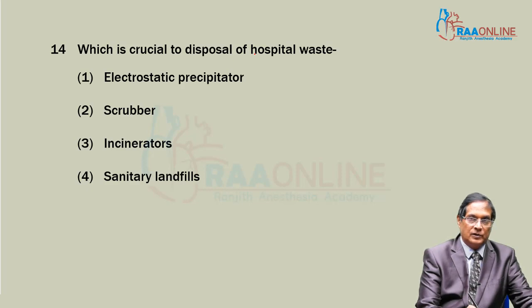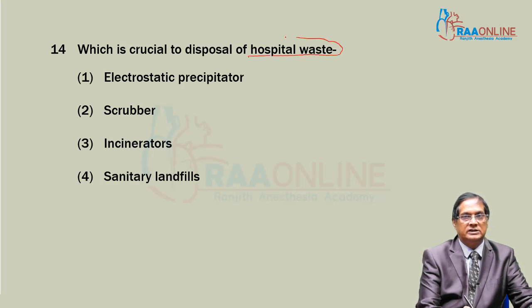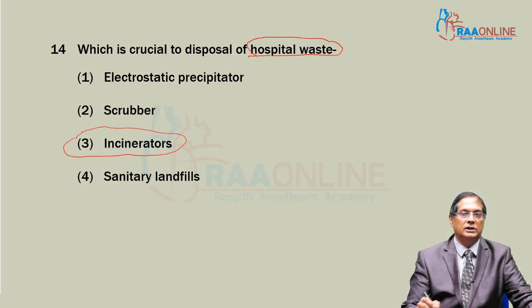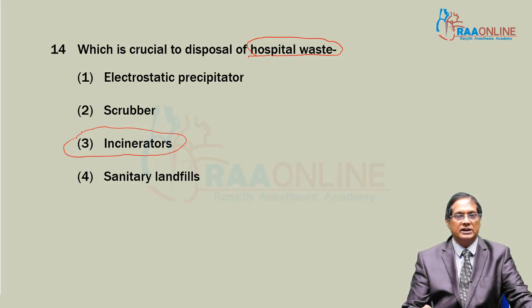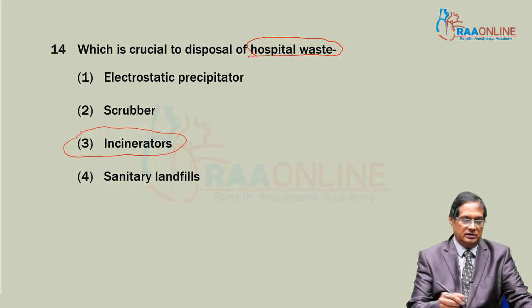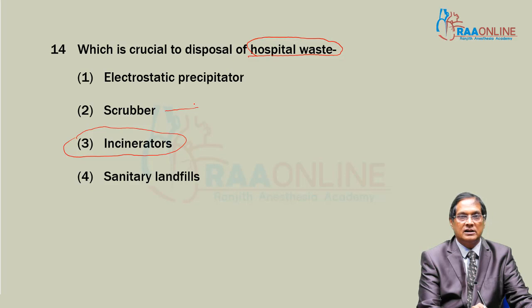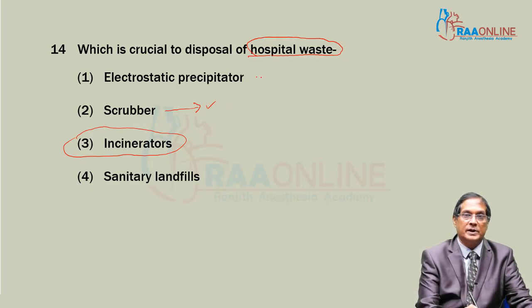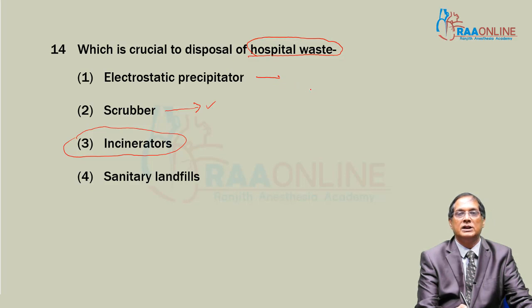Hospital waste is discarded by incinerator. It is dumped in the incinerator and burned. That is, degradation is done in the incinerator. Whereas harmful gases like sulfur dioxide can be removed by a scrubber. Electrostatic precipitator is used for the removal of particulate matter.